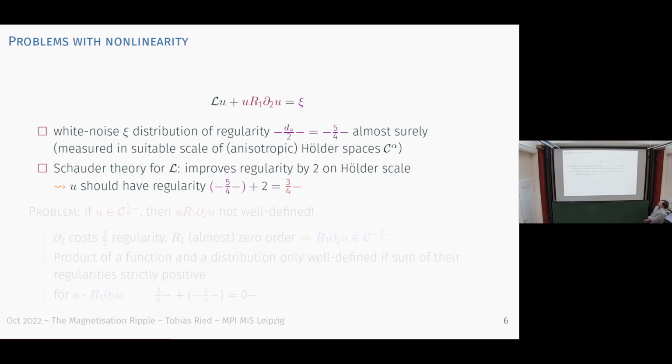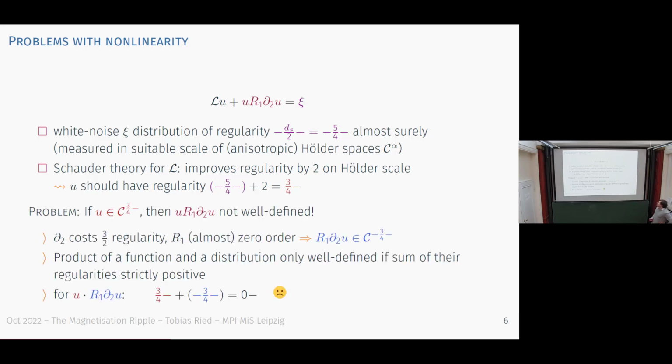And then we have a problem, because D2, we saw, doesn't cost 1 derivative, but actually 3 half derivatives. So if I act with the D2 on the U, I lose 3 over 2, which gives me minus 3/4 minus. Okay, the R1 here, as the Hilbert transform, is essentially a zero order operator. On this L infinity scale you lose an extra epsilon, but that's not really important. So that R1 D2U is a distribution of order minus 3/4 minus.